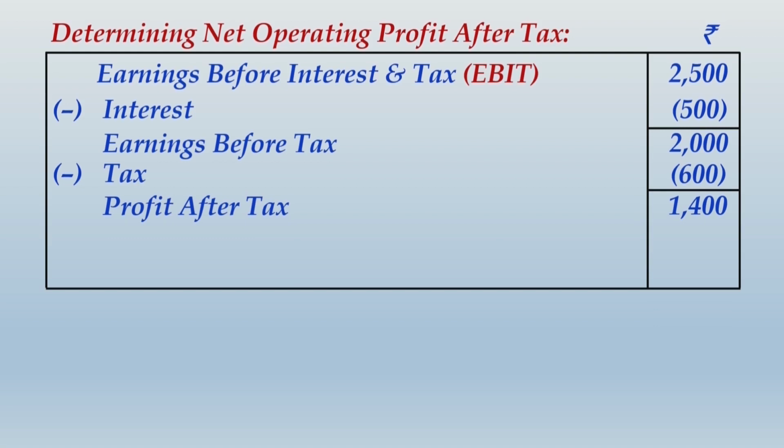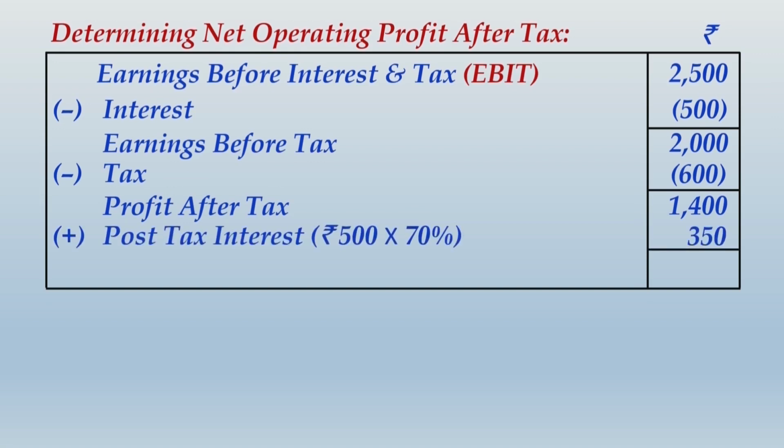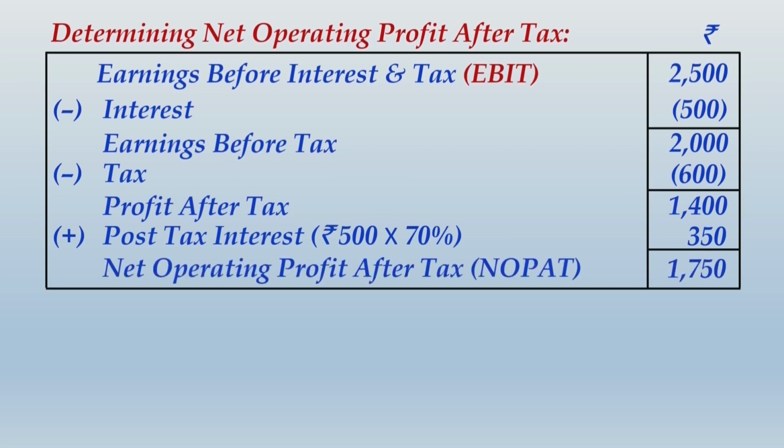Now this is profit after tax. We want net operating profit after tax. So the post-tax effect of the amount of interest would be added back. What would be the post-tax effect of interest? I have explained you that also. It will be interest amount multiplied by 1 minus tax rate. Tax rate is 30%. So 1 minus tax rate would be 70%. 70% of interest amount would simply be 350. And when that is added back, you would get net operating profit after tax, that is 1750.